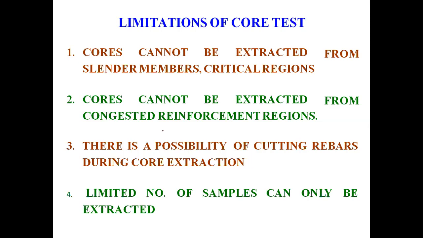And only a limited number of samples can be extracted. Why? Because, for example, if you have a 10 meters by 10 meters wall, you can't take a number of core samples within that 10 by 10 meters. You can't take many core samples from the wall. Even in your column, if it has enough diameter to take a core sample, you can't take more samples within that. Okay, so there is a limitation.